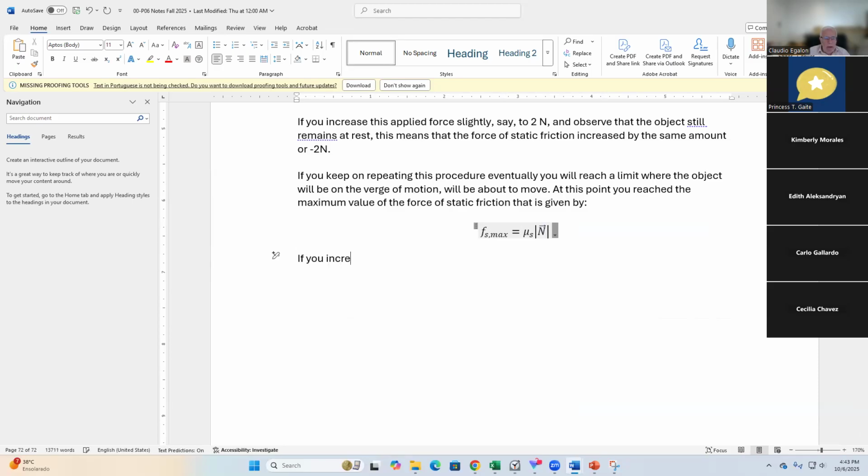If you increase your applied force past this value, the object starts accelerating, the force of static friction ceases to exist, and it becomes a force of kinetic friction, F sub k.